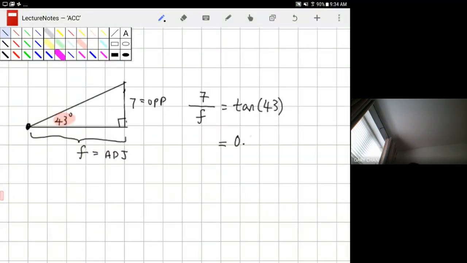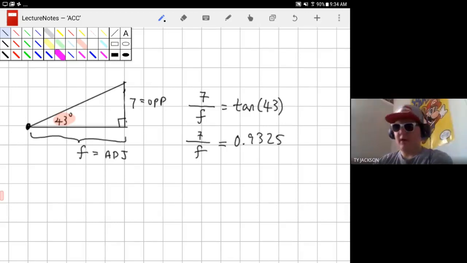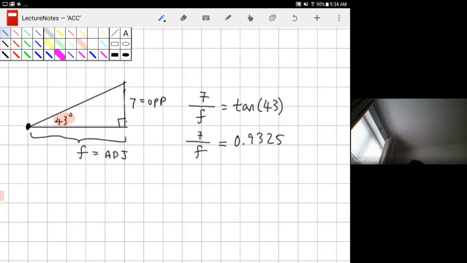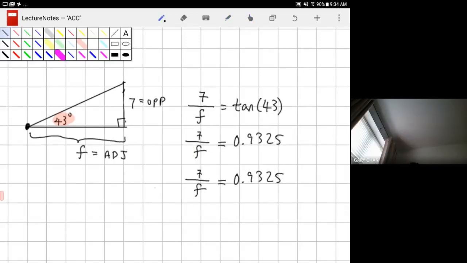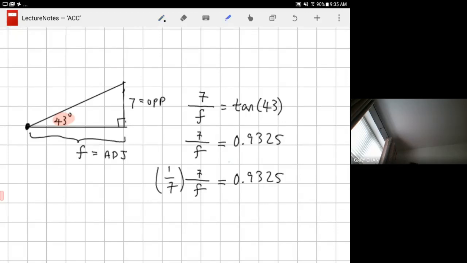So I have 0.9325. And on the left-hand side, I have 7 over f. What are we going to do at this point? How do we isolate f? Does anyone here know? Multiply by 1/7. Multiply by 1/7? Okay. So if we multiply by 1/7, both sides, right? If we do that, multiply by 1/7, and over here, we're going to multiply by 1/7.